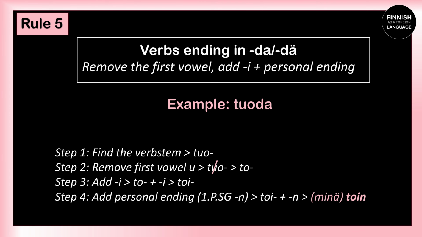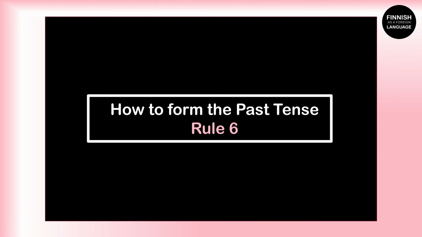Now let's say we want to form the first person singular, so that means we have to add n to it, and we have toi plus n is toin. Minä toin means I brought. Next one, rule number 6.